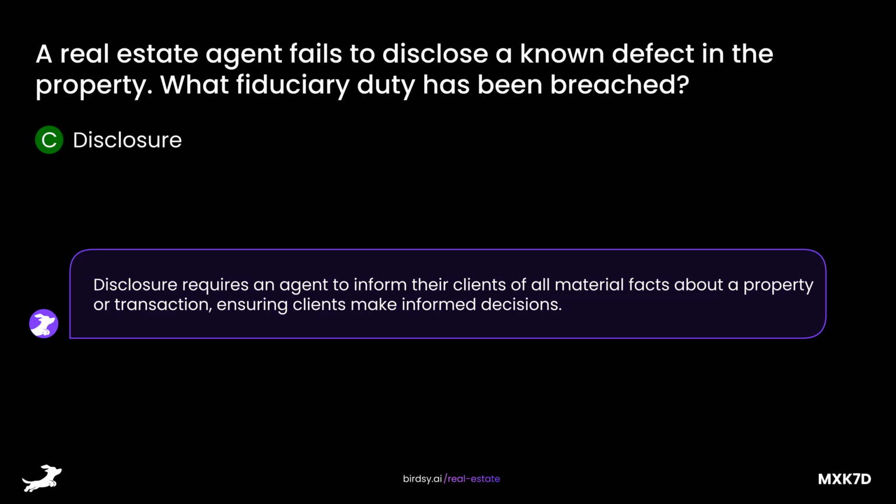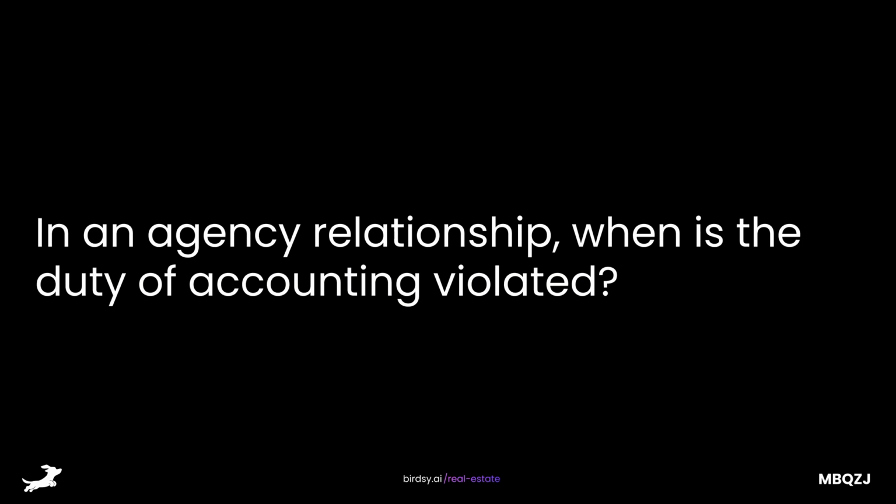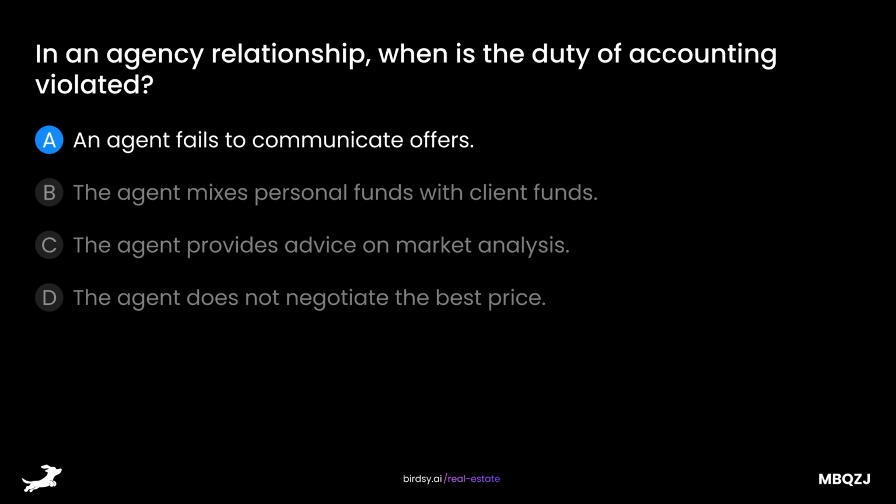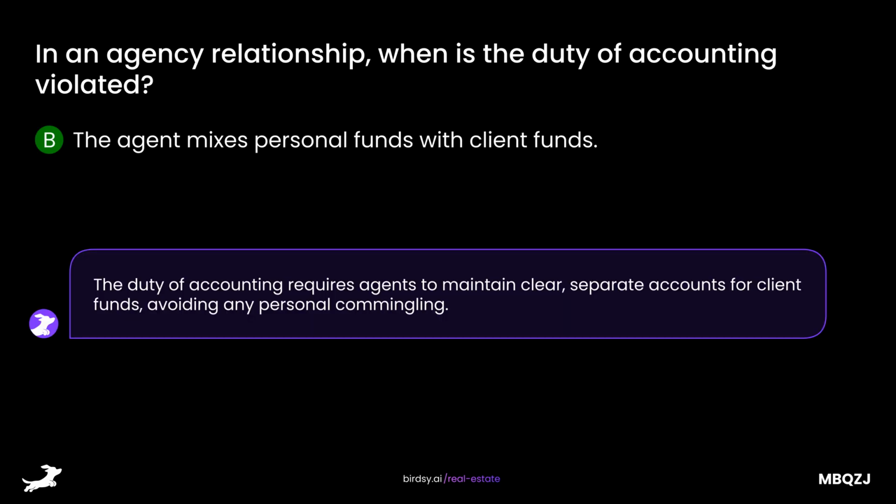In an agency relationship, when is the duty of accounting violated? Is it A, an agent fails to communicate offers? B, the agent mixes personal funds with client funds? C, the agent provides advice on market analysis? Or D, the agent does not negotiate the best price? The answer is B, the agent mixes personal funds with client funds. The duty of accounting requires agents to maintain clear, separate accounts for client funds, avoiding any personal commingling.